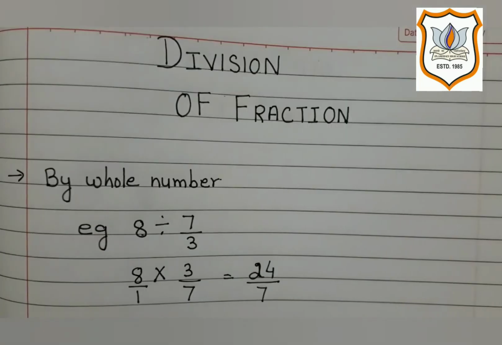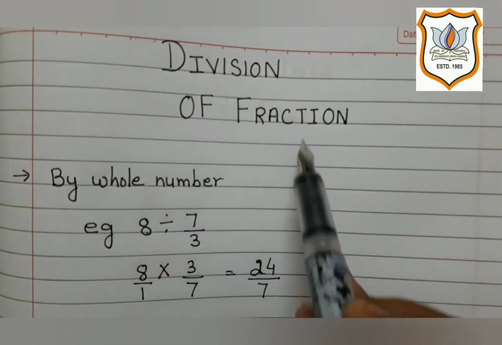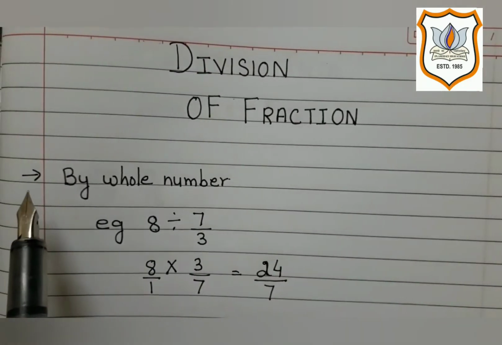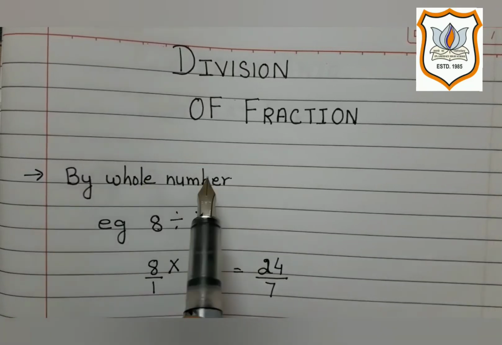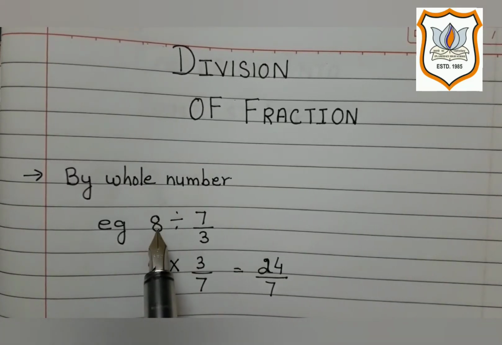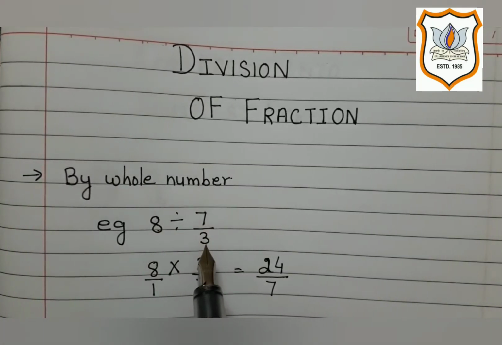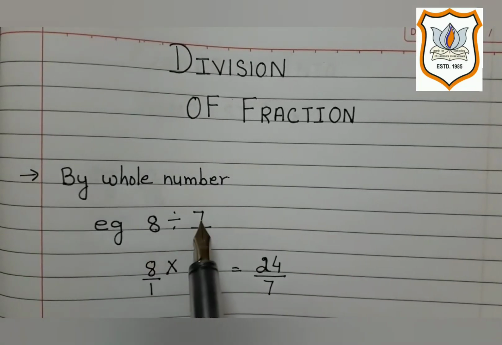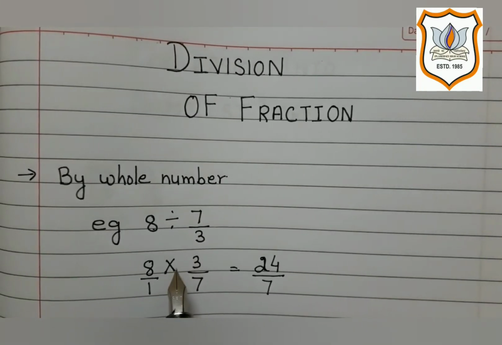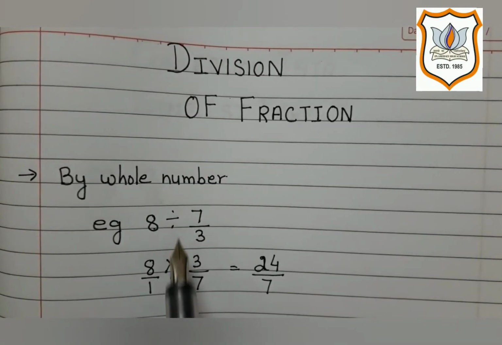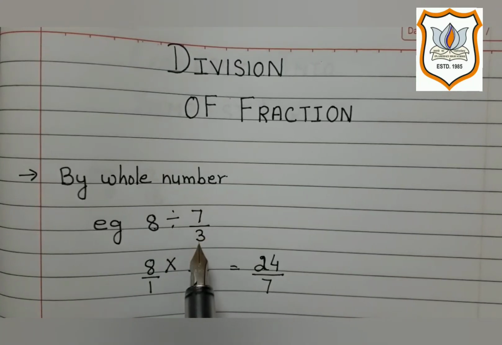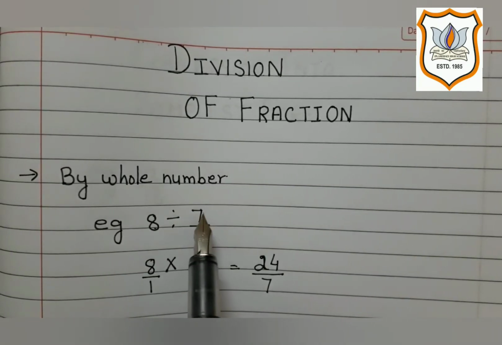Our next topic is division of fractions. The first point is division of a fraction by a whole number. Example, 8 is divided by 7 upon 3. Here 8 is a whole number and 7 upon 3 is a fraction. Our first step is to convert this division into multiplication, and the reciprocal of 7 upon 3 is taken. Reciprocal means the numerator will become the denominator and the denominator will become the numerator.